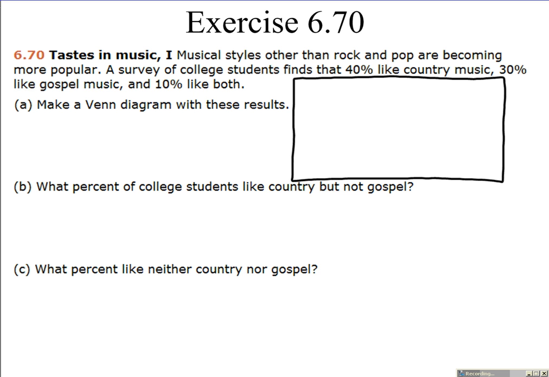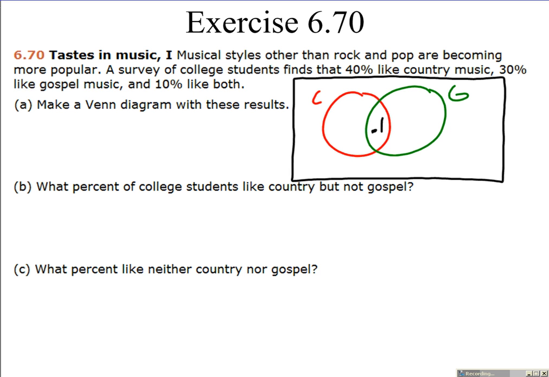So we have 2 different things here, those that like country music and those that like gospel. So let's let the red one be country music. Green one be gospel music. We know that the intersection that they like both is equal to 0.1.